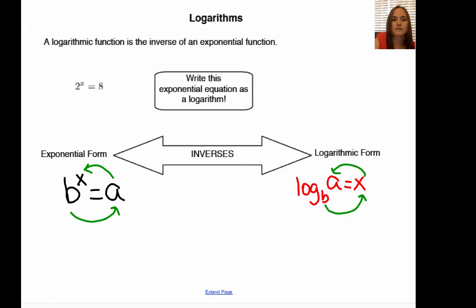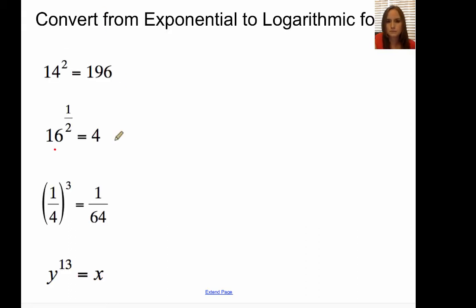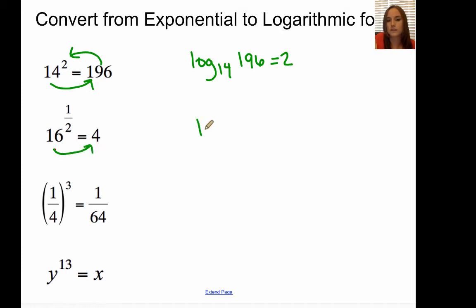Let's just practice some problems here. We're going to convert these exponential equations into logarithmic form. So if you follow the rotation, we're going to go the log with a base of 14 of 196 equals 2. Okay, moving to the next one. Starting with a base of 16, we would say the log with a base of 16 of 4 equals 1/2.